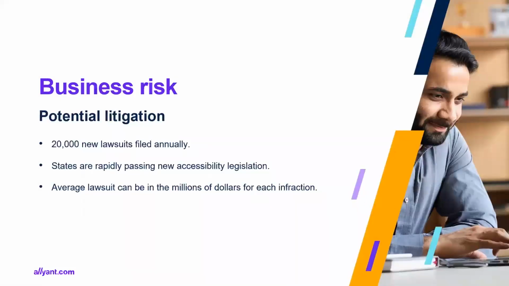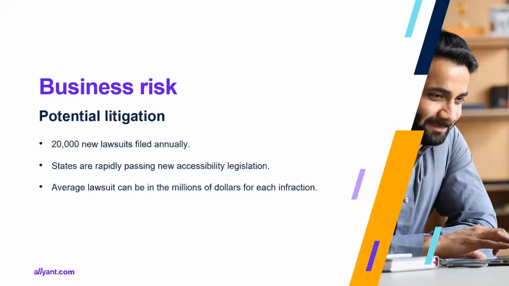So from a business risk standpoint, sadly in the United States, the one that seems to push people the hardest is the legal aspect of all of this. And we keep seeing new numbers. This is a new number we just saw in somebody's research the other day, that there were like 20,000 new lawsuits filed in the last year. So it's a large number. We've been seeing a lot of the states in the US passing accessibility legislation.